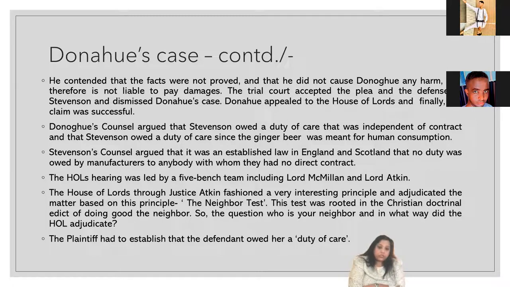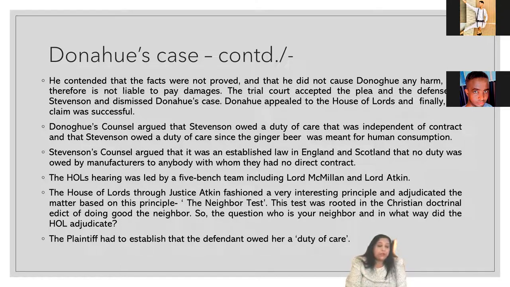Now the House of Lords hearing was held by a five-bench team. I'm sure you know that lawyers, as a group or as a community, are called the bar, B-A-R, and judges are called the bench. So collectively, when you talk about judges, you say it is a bench. There were five judges adjudicating the case in the House of Lords, including Lord Macmillan and Lord Atkin.